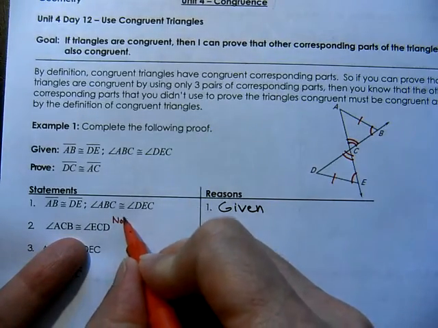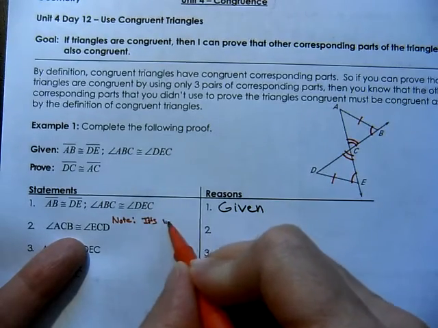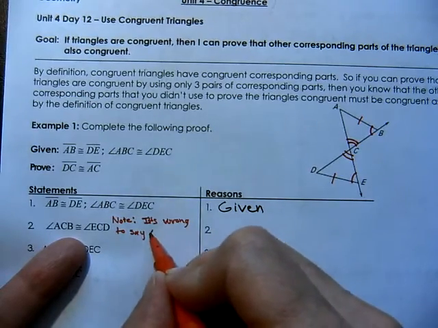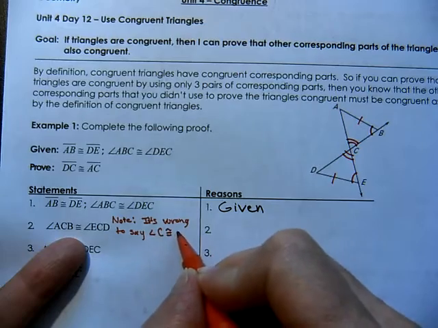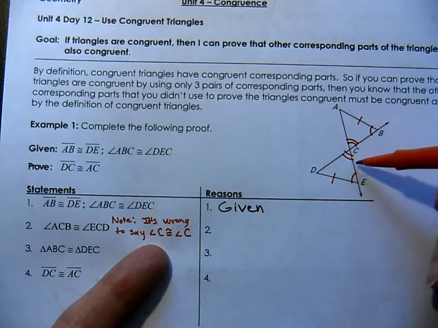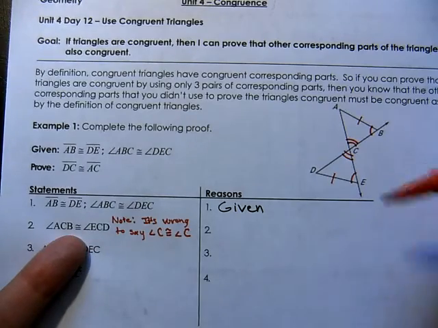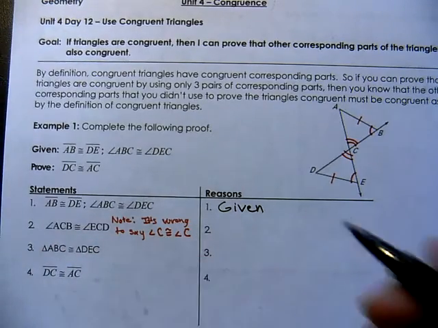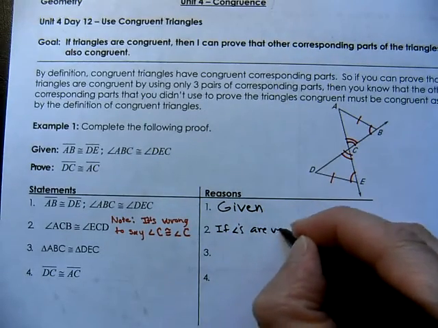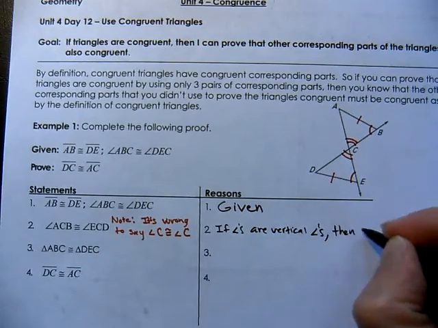Note, it's wrong to say angle C congruent with angle C, right? So we don't want to do that. You can't just use angle C because there are too many angles that share vertex C. So that would be the wrong way to do it. This is the right way to do it. And those are vertical angles, right? So if angles are vertical angles, then they are congruent.